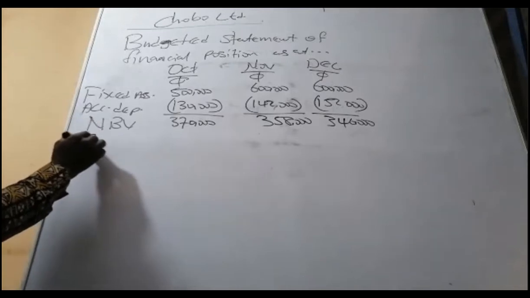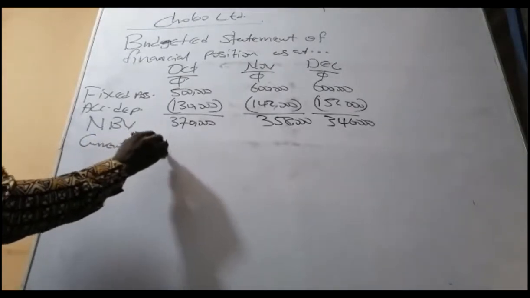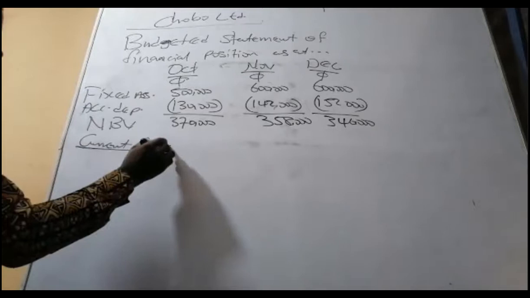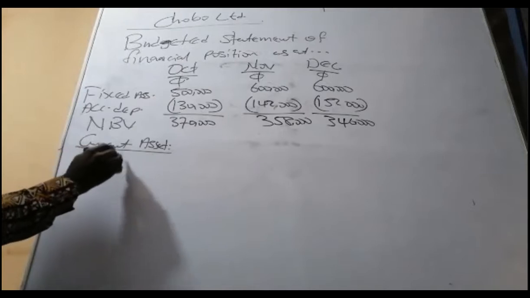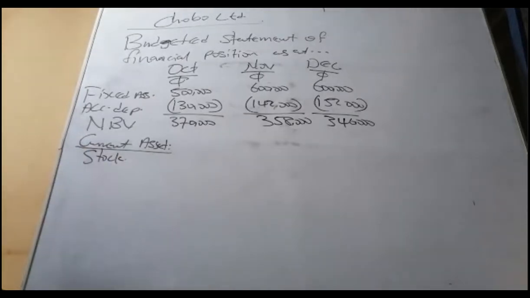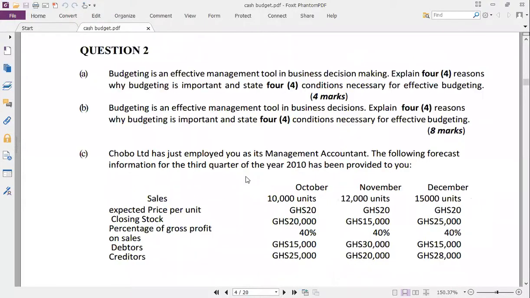Okay, now let's continue again. Current assets. In fact, all the items that will go to the financial position, we come across them. All the items. Current assets. Let's see. Good. So stock. What's the closing stock? Let's go and pick the closing stock. The closing stock happens to be in the upper section.